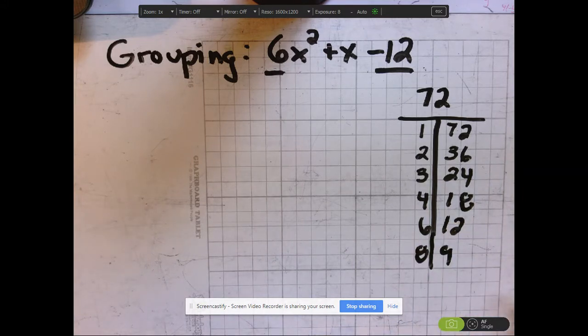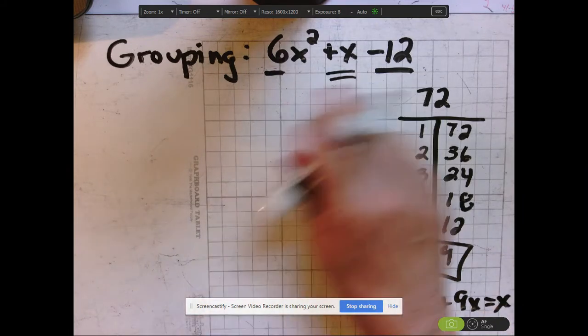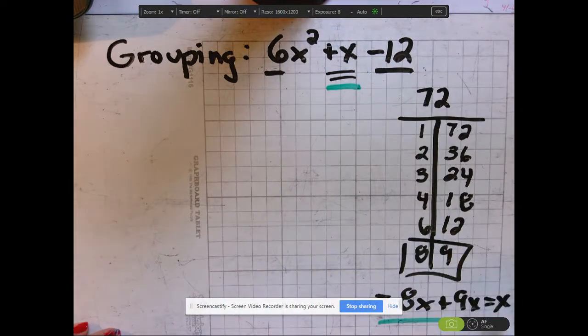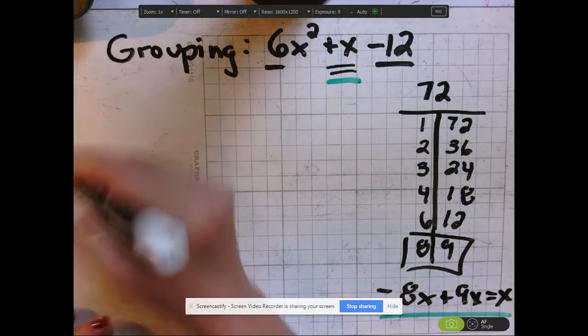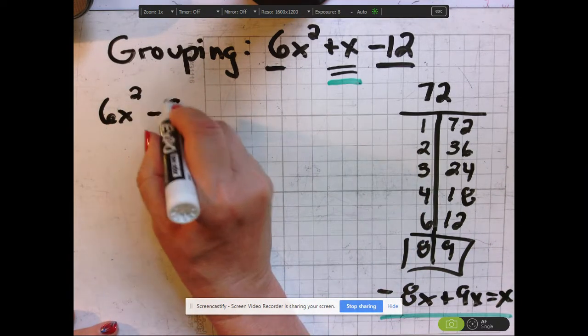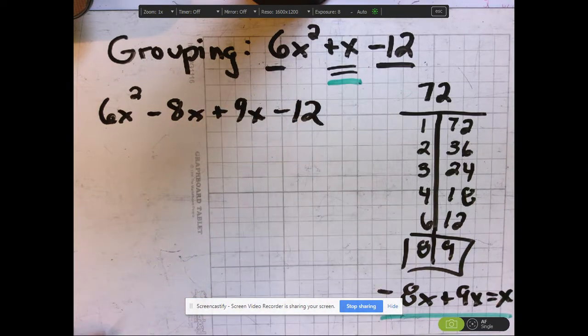And I'm going to look at these and say which one of them would possibly get me to a positive 1x. Well, it looks like if I pick these two, I could have negative 8x plus 9x, and that would give me a positive x. So now I'm going to take my original expression, and instead of writing this term as x, I'm going to write it as negative 8x plus 9x. So I'll have 6x squared, but now instead of x, I'm writing minus 8x plus 9x minus 12.